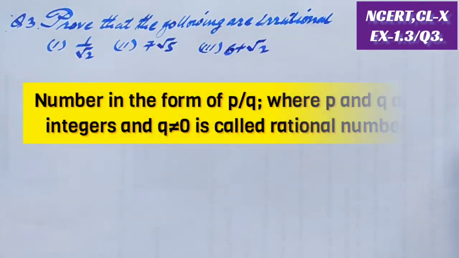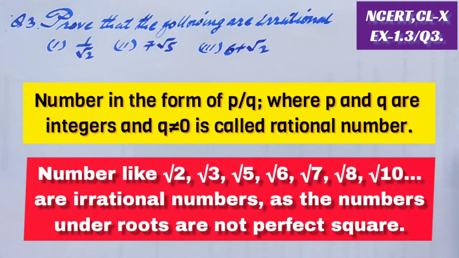In my last video series, I had explained the term rational number and also exemplified the numbers like root 2, root 3, root 5, root 6, root 7, root 8, root 10 are irrational numbers, as the numbers under roots are not perfect squares. On the basis of this concept, we are going to solve the question number 3.